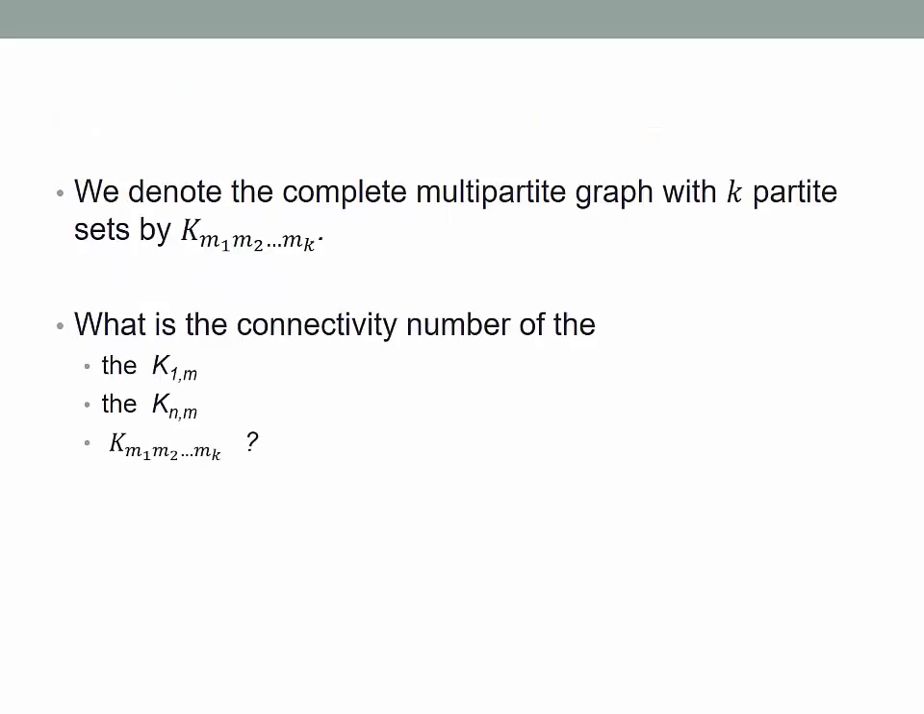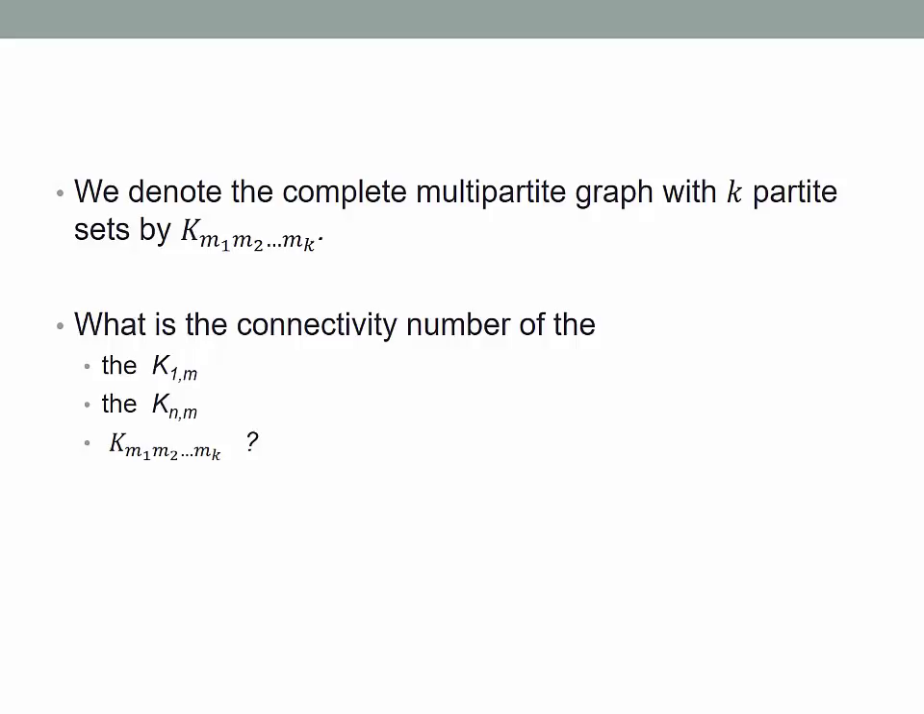So we'll denote the complete multipartite graph with K partite sets by K sub, and then the size of each of the partite sets, M1, M2, and since there are K of them, up to MK. We're interested now in the connectivity number of these complete multipartite graphs. We know what the connectivity number of the K1M is. It's 1 if we remove that one central vertex. So what do you think is the connectivity number of the KNM?